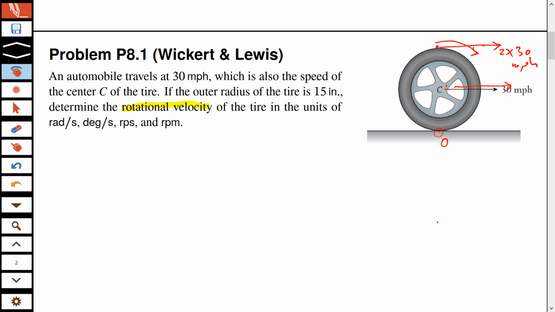And we worked that out. Of course, you know the radius, and when you know the radius, you can use that formula r times omega.